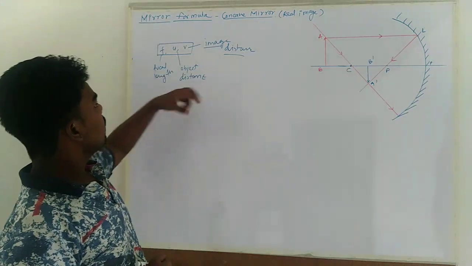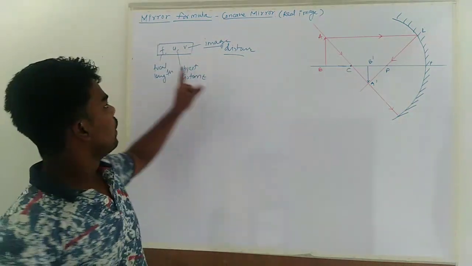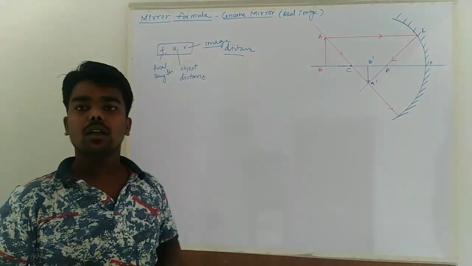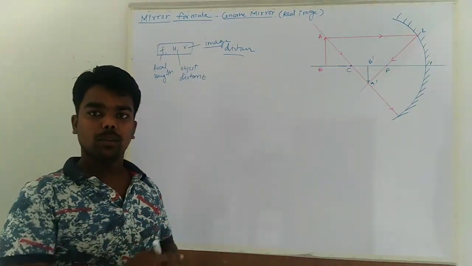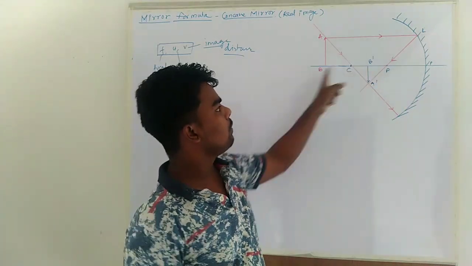Now among these three things, the focal length of the mirror will be constant. The object distance and image distance are variable. It means they can change. If you put the object here, the image will form here. If you put the object here, the image will form here.